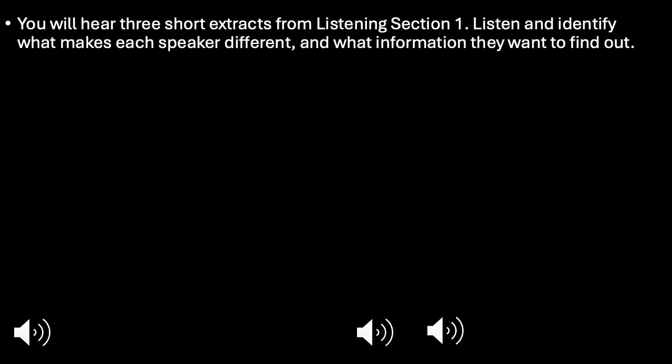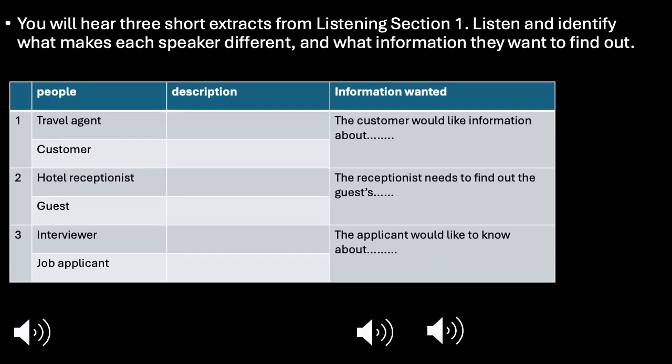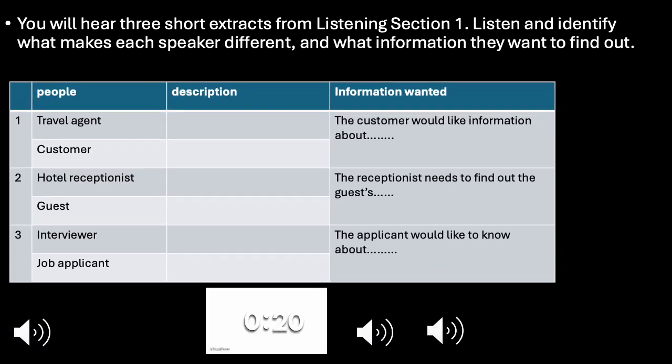You will hear 3 short extracts from listening section 1. Listen and identify what makes each speaker different, and what information they want to find out. You will have 20 seconds to read the question first.